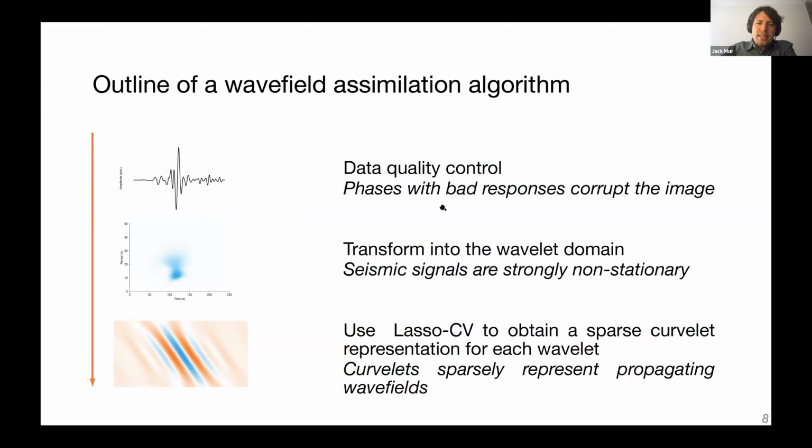The reason for that is that seismic signals are strongly non-stationary in their power content in both time and frequency. And that means that we need to do different kinds of regularization when we go to the next step, which is to use compressive sensing to obtain a sparse curvelet representation for each individual wavelet in this representation. Curvelets, I'll talk about, are an excellent basis for representing propagating wavefields, and in fact designed for that purpose.